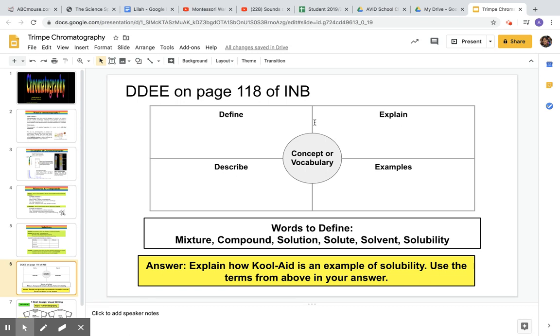That means you're going to have 6 of these DDEE graphic organizers on page 118. So if you could set that up with 3 on one side and 3 on the other, that would be good. You are going to define the word here.